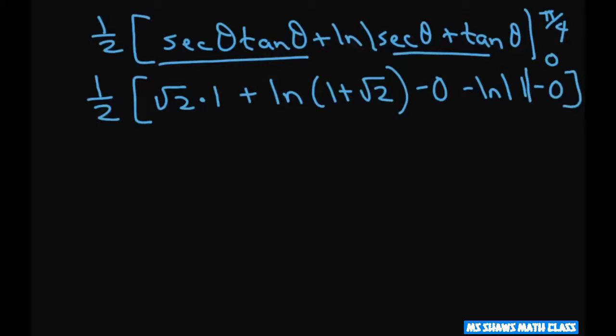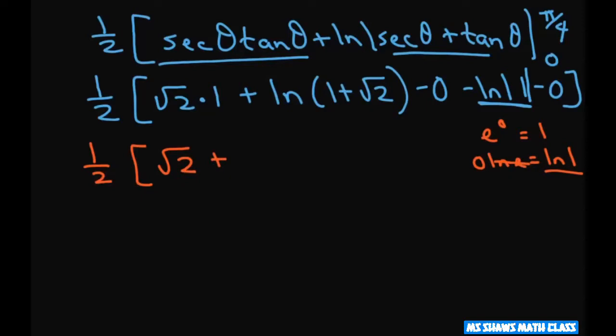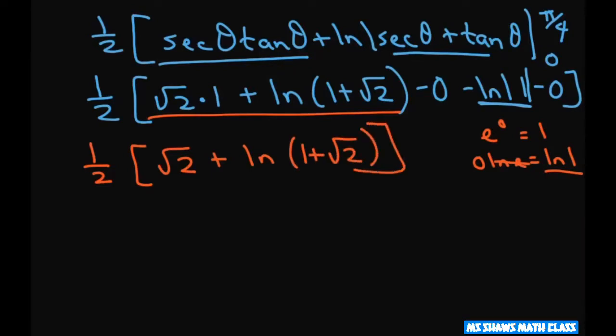And that's it for that. Now remember, ln of 1 equals 0. That's because e to the 0 equals 1. So if you took ln of both sides, you get ln of e to the 0 equals ln of 1. So ln of 1 is 0. So we're left with 1/2 times the square root of 2 plus just this part here, plus ln of 1 plus square root of 2. And that's your final answer.